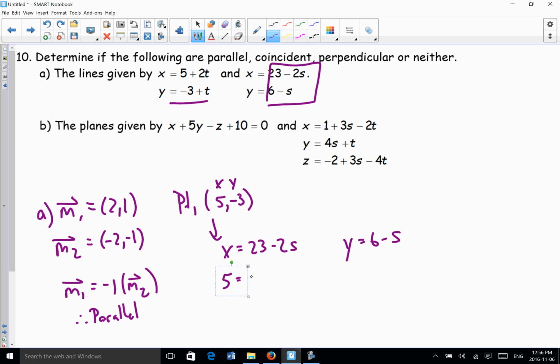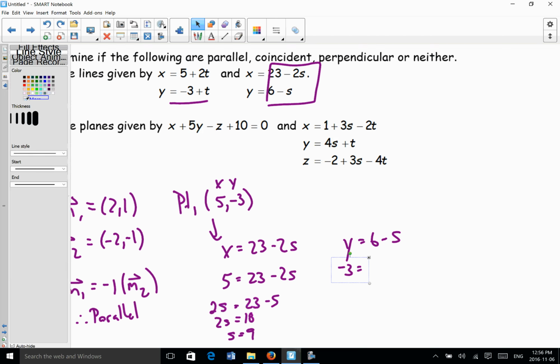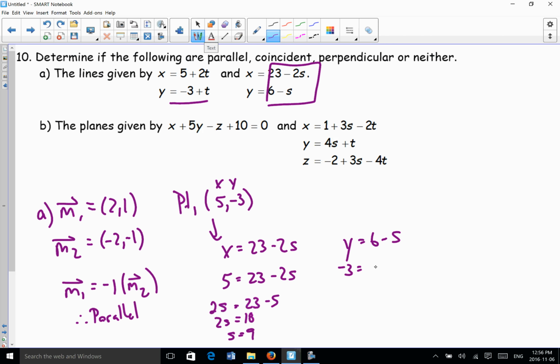So x is 5, so 23 minus 2s. I will get 2s equals 23 minus 5. 2s is 18, so s is 9. I'll try the y part. I get y equals 6 minus s. In other words, s equals 6 plus 3. s equals 9. Hey, I got the same parameter twice. So these lines have the same points and point in the same direction, which means they're coincident.